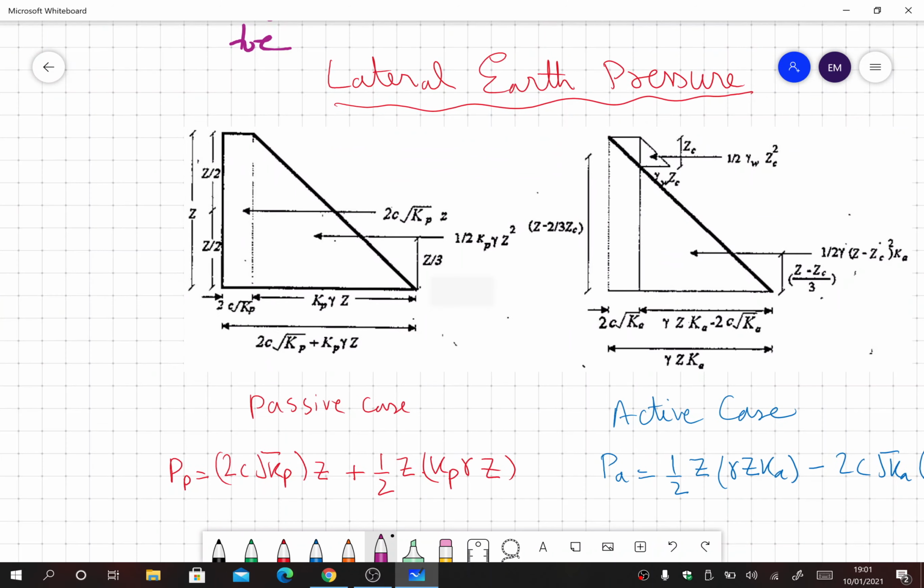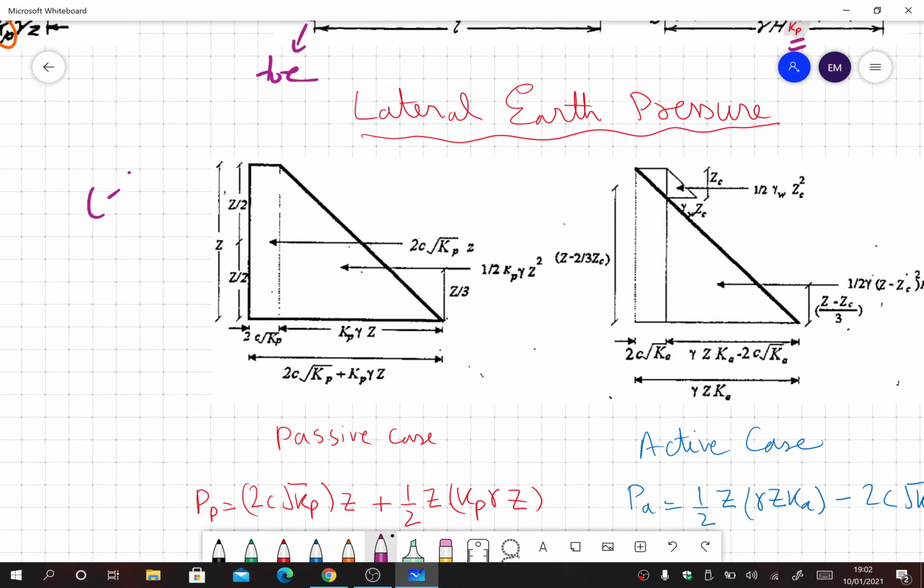Sorry. So in case of a C-phi soil, the method of calculating active force and passive force will be by drawing this diagram. So this is the retaining wall, and behind the retaining wall the depth is Z. The cohesion portion remains constant, and that is equal to 2c under root Kp.